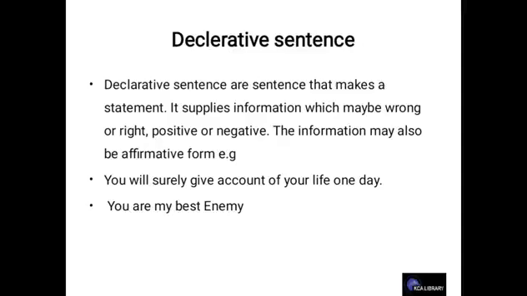Now let's look at the functional classification of sentences, where we'll have the declarative sentence first. Declarative sentences are sentences that make a statement. They supply information which may be wrong or right, positive or negative. The information may also be in affirmative form. For example, we have: You will surely give account of your life one day. You are my best enemy. Those are declarative sentences.